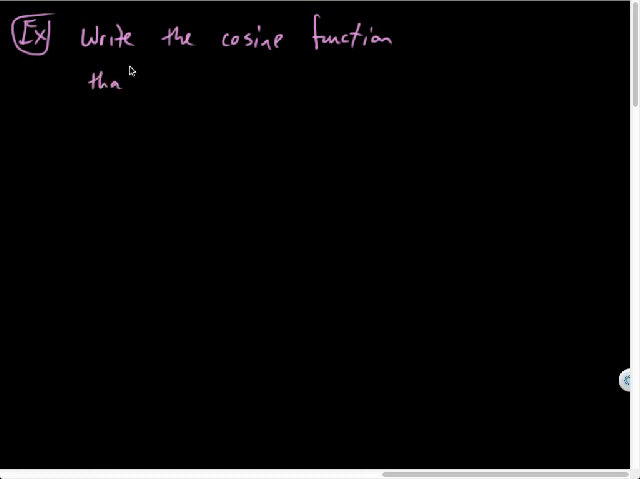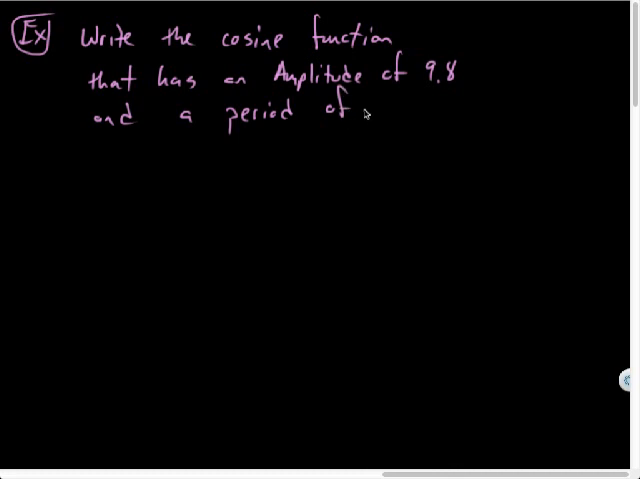So let's see, write the cosine function that has an amplitude, I guess I'll be proper, an amplitude of 9.8 and a period of, tell you what, I want to make this interesting, a period of 10. Not 10 pi, 10.